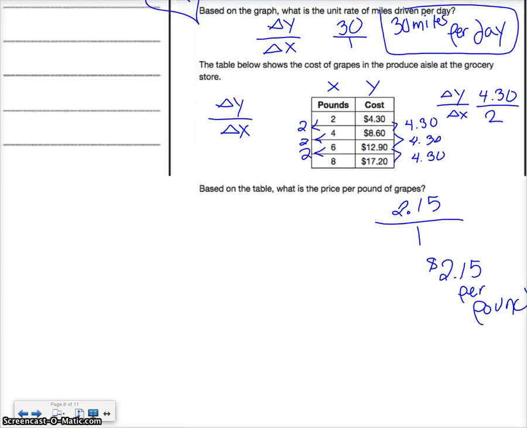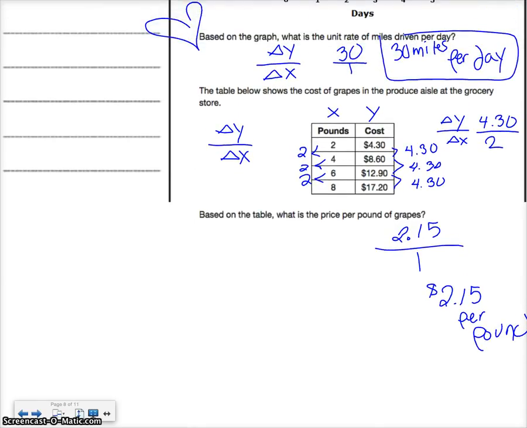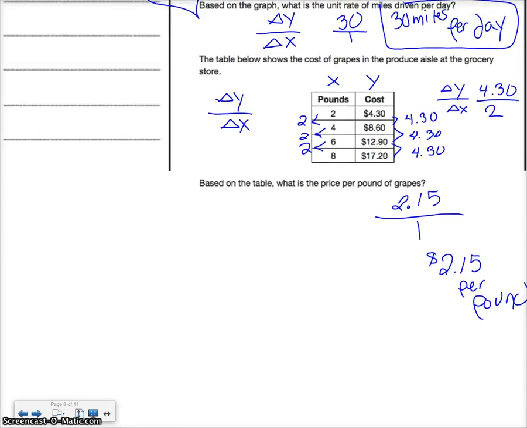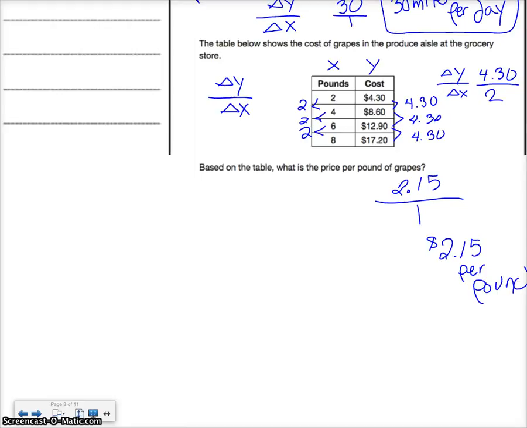Some of you might be wondering, why couldn't I just go 430 is to 2, so how much for 1? It will work here, but it only works for certain instances, and that's direct variation or direct proportional relationships. It won't always work. What will always work is change in y over change in x. That's why I'm showing you that, because that will never steer you wrong. This will always work, y over x. How does y change over how does x change? And that is your little learning target today.